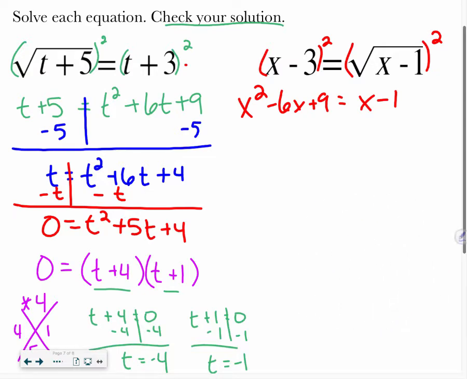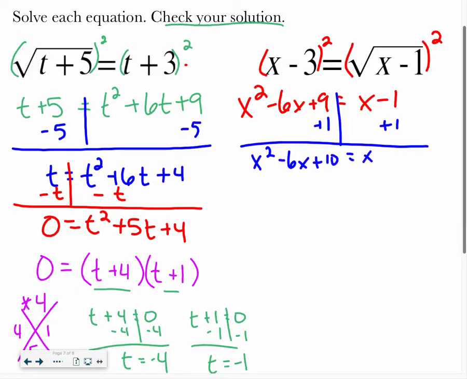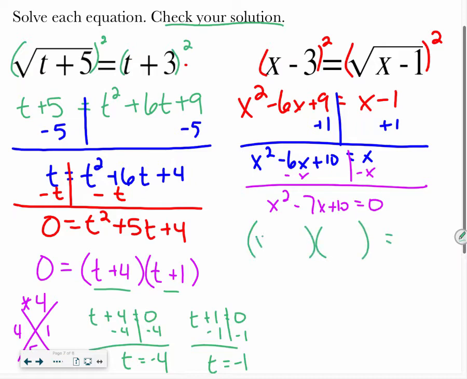Then, if I move my 1, I have x squared minus 6x plus 10 equals x. Then, if I say minus x, I have x squared minus 7x plus 10 equals 0. Then I'm looking once again for two numbers that add up to a negative 7 and multiply to 10.